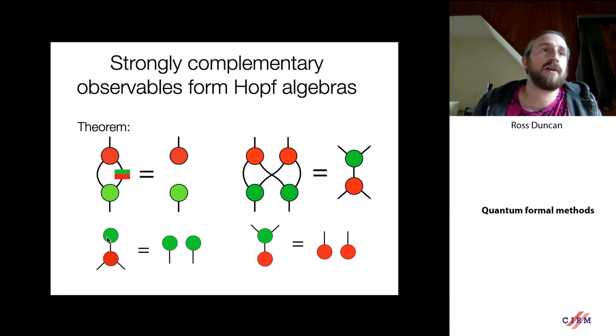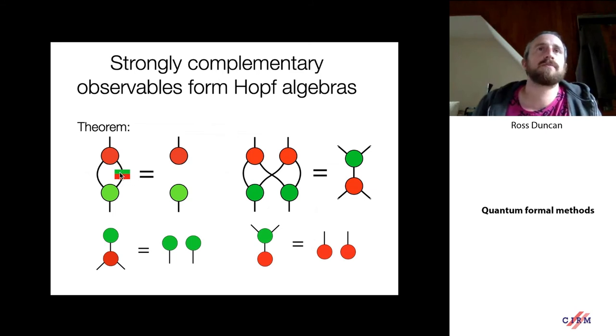We see that if I have a green state being prepared, I put it into the red copy, it gets copied. If I have the green co-copy, the green multiplication getting passed into the red projection gets copied backwards. This equation says that this is a bialgebra, and this equation says that this is actually a Hopf algebra. The antipode, you can think of it as the inverse.